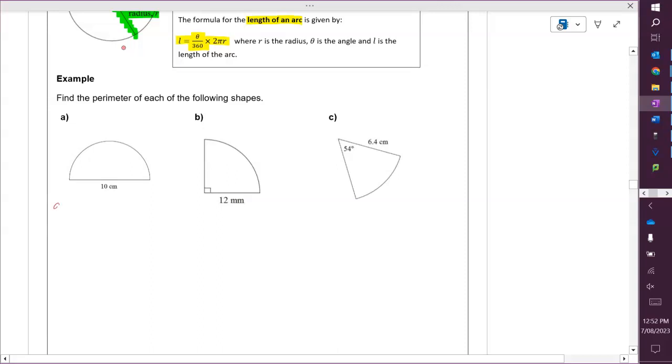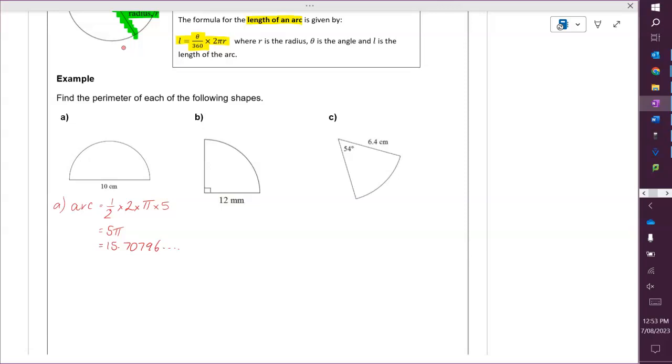So for A, we need to find the length of the arc. So this is a semicircle, so we can just say half, multiplied by 2 times pi times the radius. Now here, the radius is half of what this is, because this is giving us our diameter, so times 5. If we put that into our calculator, it actually comes out as 5 pi, which is our exact form if you're ever asked for that. But if we want to round it, we're going to get 15.70796, whatever that could be, continuing on.